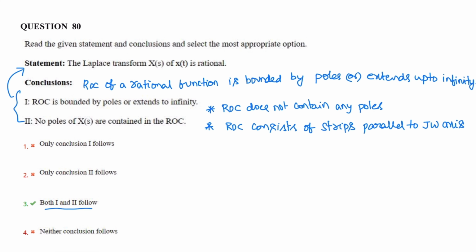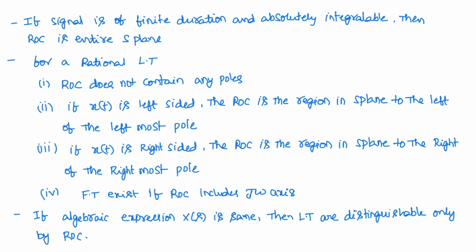Some more points related to region of convergence. If a signal is of finite duration and absolutely integrable, then the ROC is the entire S-plane. For a rational Laplace transform, the ROC doesn't contain any poles. If x of t is left-sided, then the ROC is a region in the S-plane to the left of the leftmost pole. If x of t is a right-handed or right-sided signal, then the ROC is a region in the S-plane to the right of the rightmost pole.